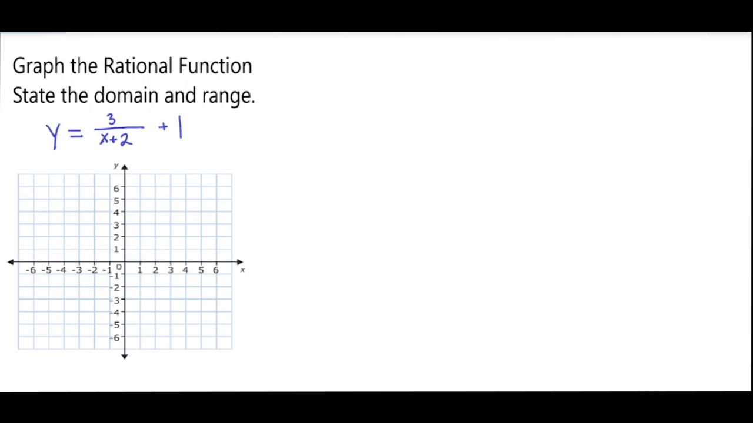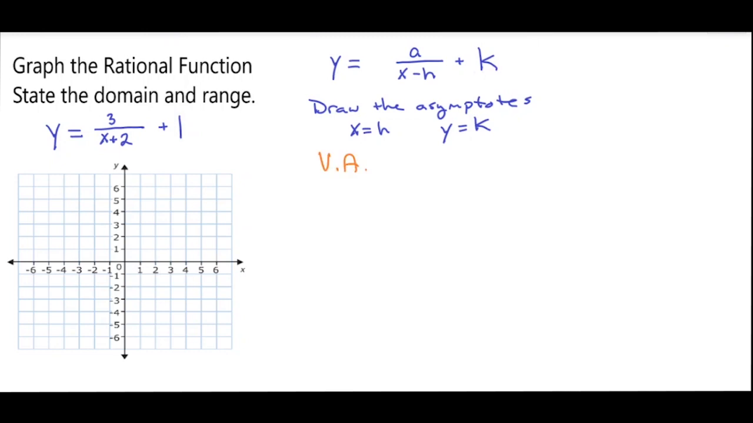All right, so this rational function is of the form y equals a over x minus h, plus k. So when you graph a rational function, our first step is going to be to draw the asymptotes. We need to remember that x is equal to h and y is equal to k. So that means my vertical asymptote will be where h is, and my horizontal asymptote will be where k is.